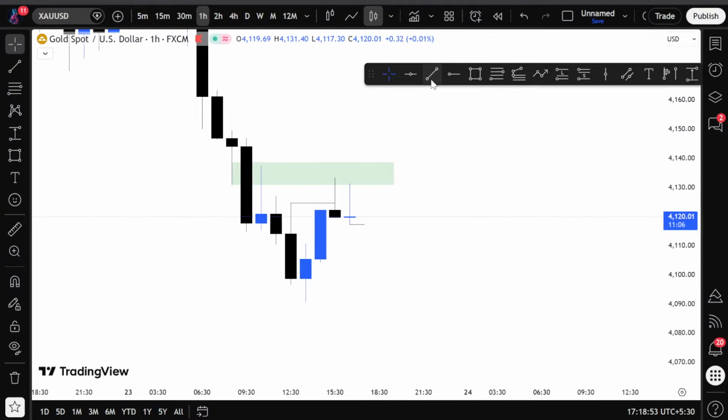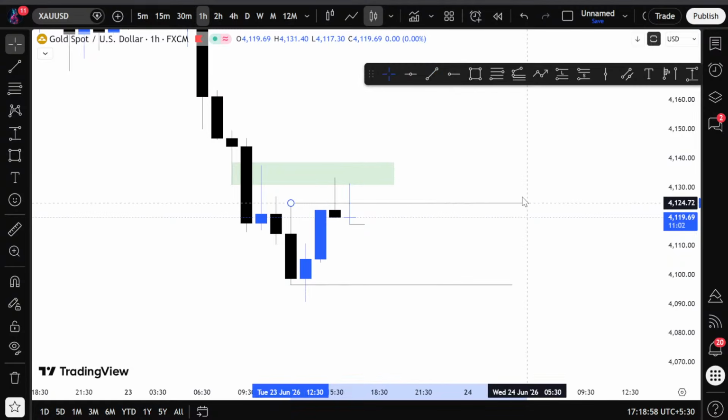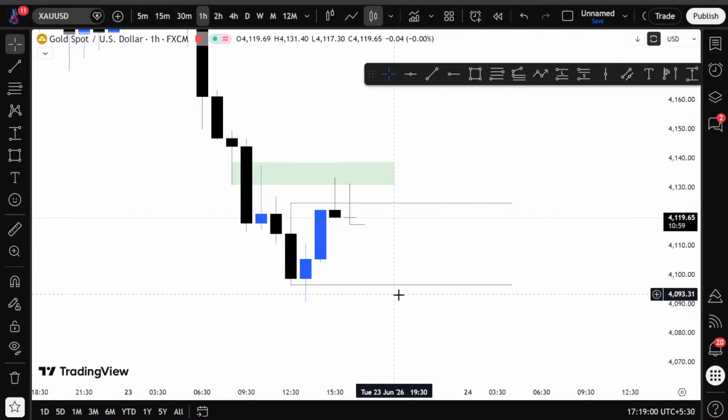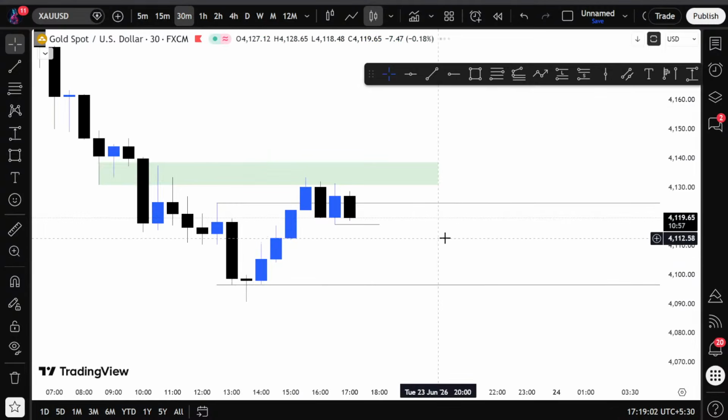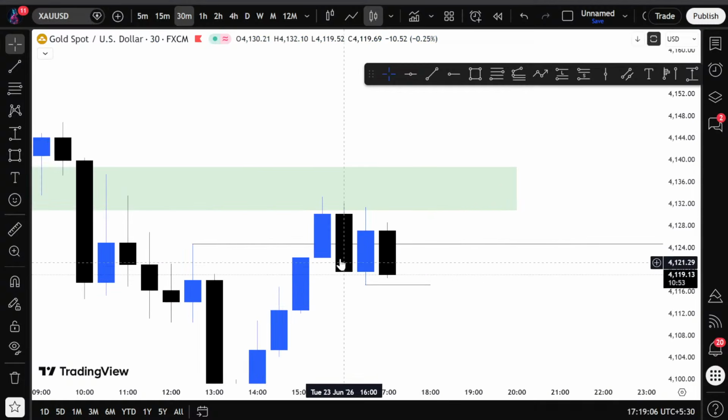The 1 hour range is still at work. Price swept its high and now it wants to sweep its low. For that, we need a candle closing below this low, this bearish candle low.